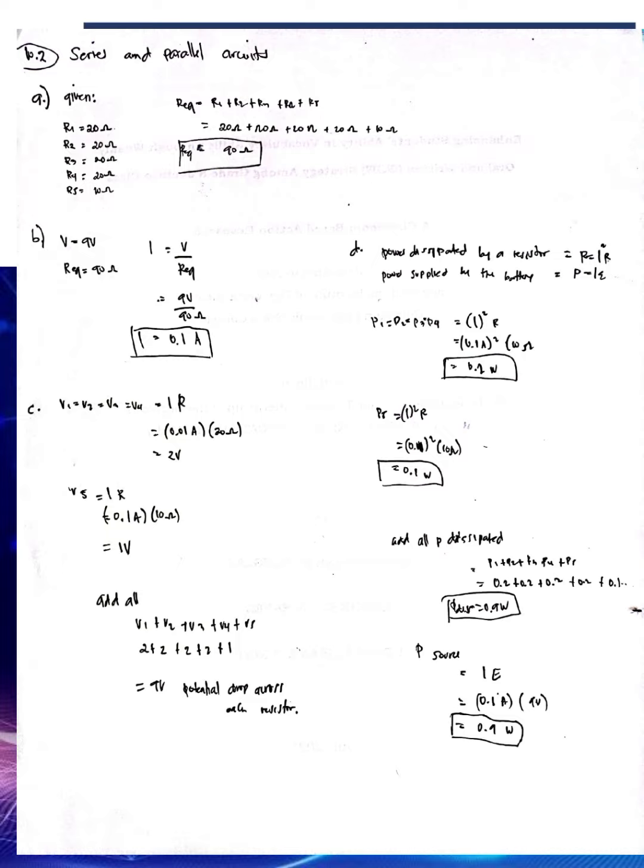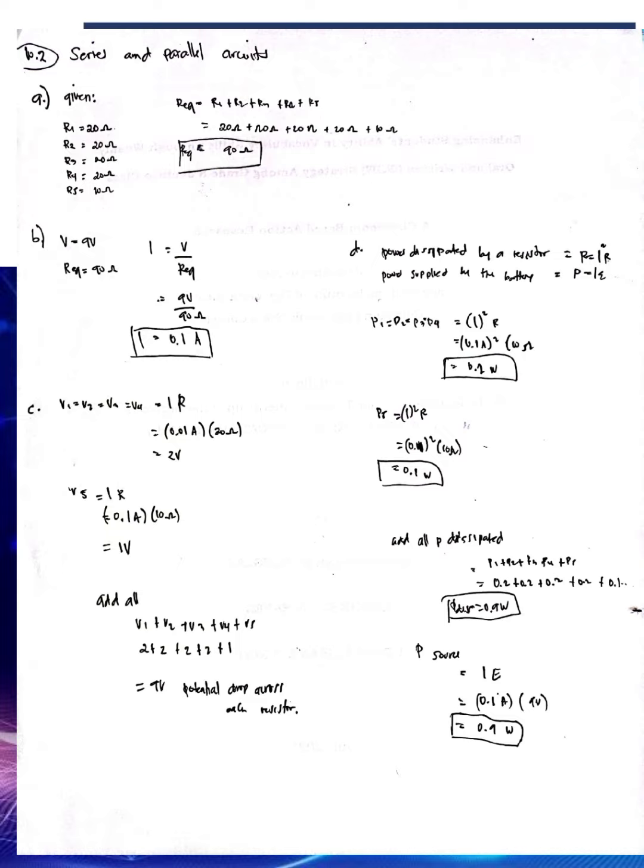And for D, we solve the power dissipated by a resistor, which uses the formula P is equal to current squared times resistance. And the power supplied by the battery uses the equation P is equal to IE. It is similar to the earlier solution; the same applies for the four resistors, so P is I squared times R.